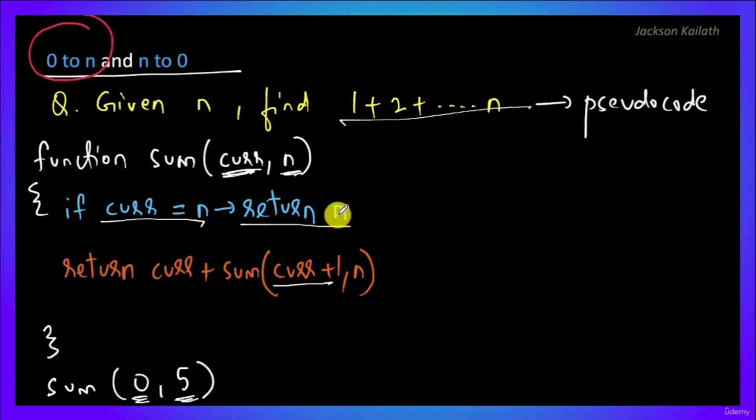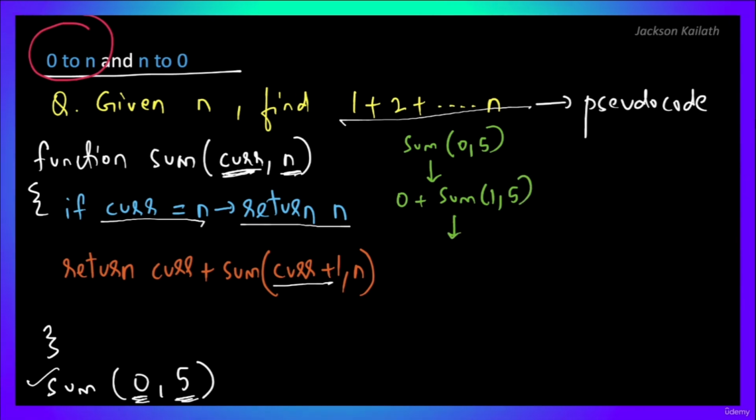So let's see if this will work. Initially I'm gonna call sum with the parameters 0 and 5, so sum 0, 5, and inside the body of the function cur at this point is 0, which is not equal to 5, so it's gonna recursively call sum of cur plus 1 and again pass n as 5. So that's sum of 1, 5, and cur at this point is 0, right? So again when we return, it's going to be 0 plus sum of 1, 5.